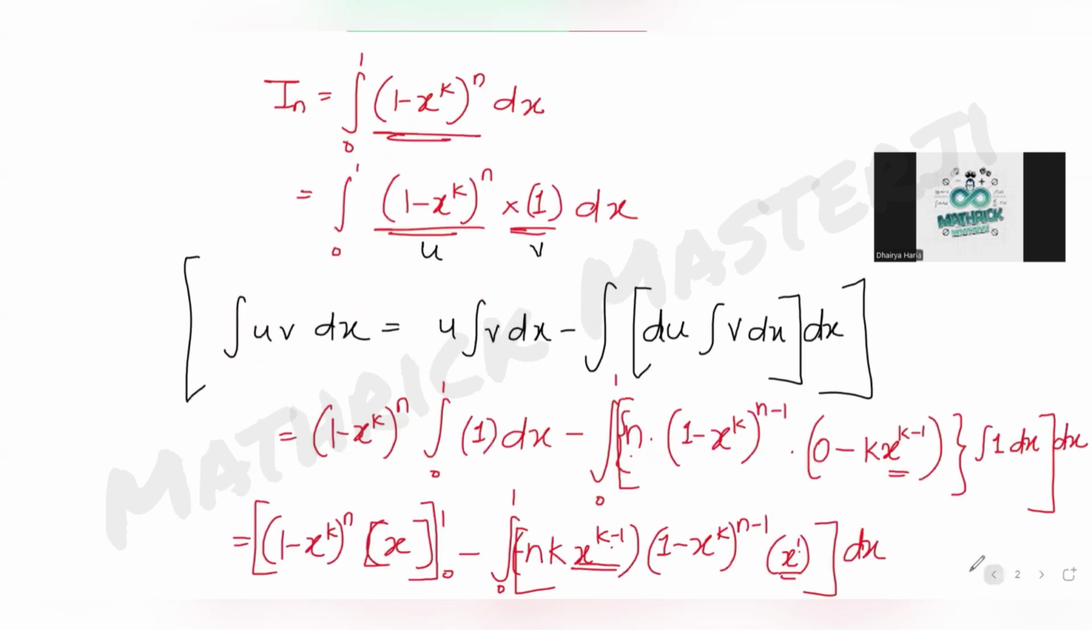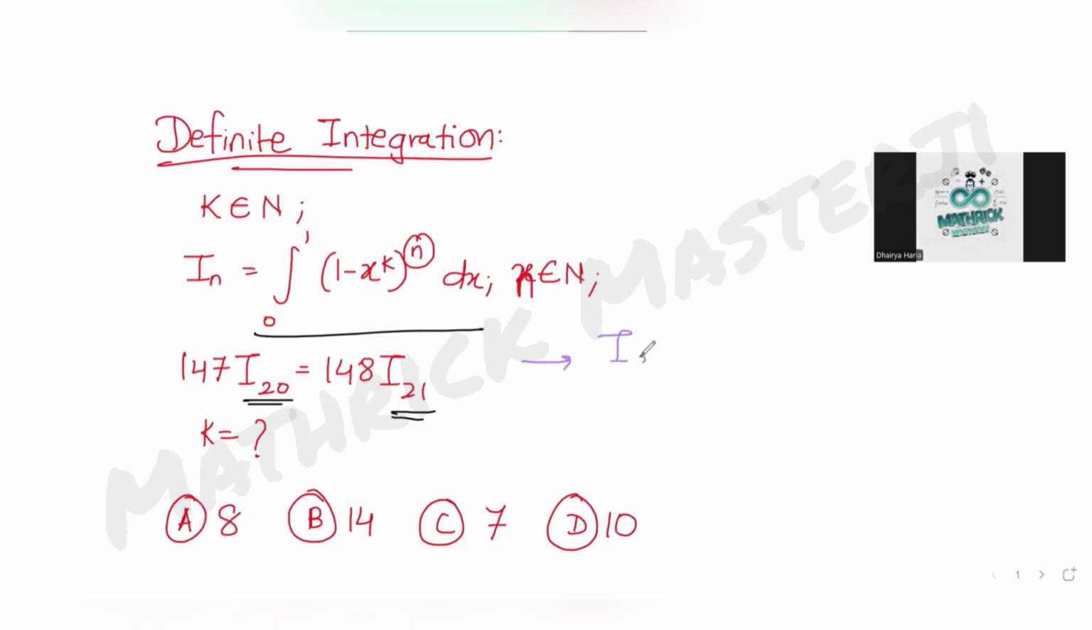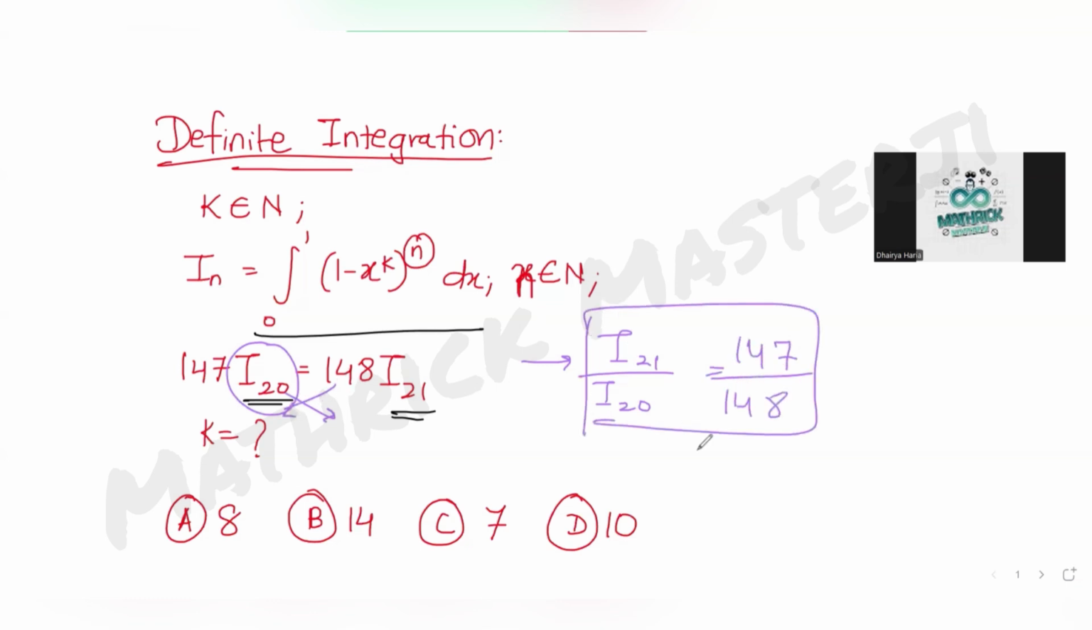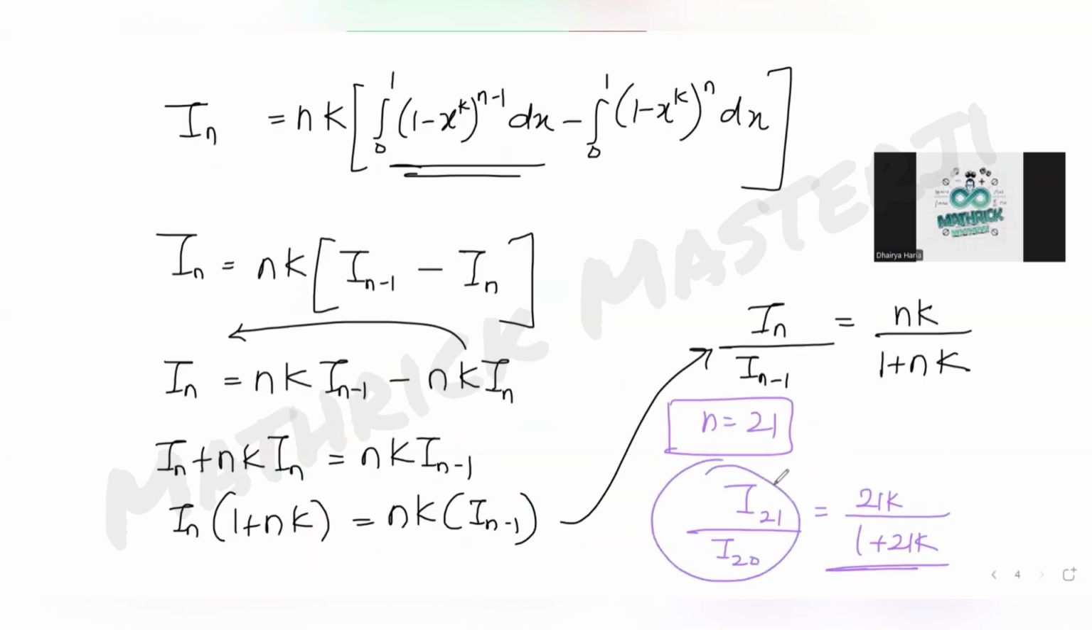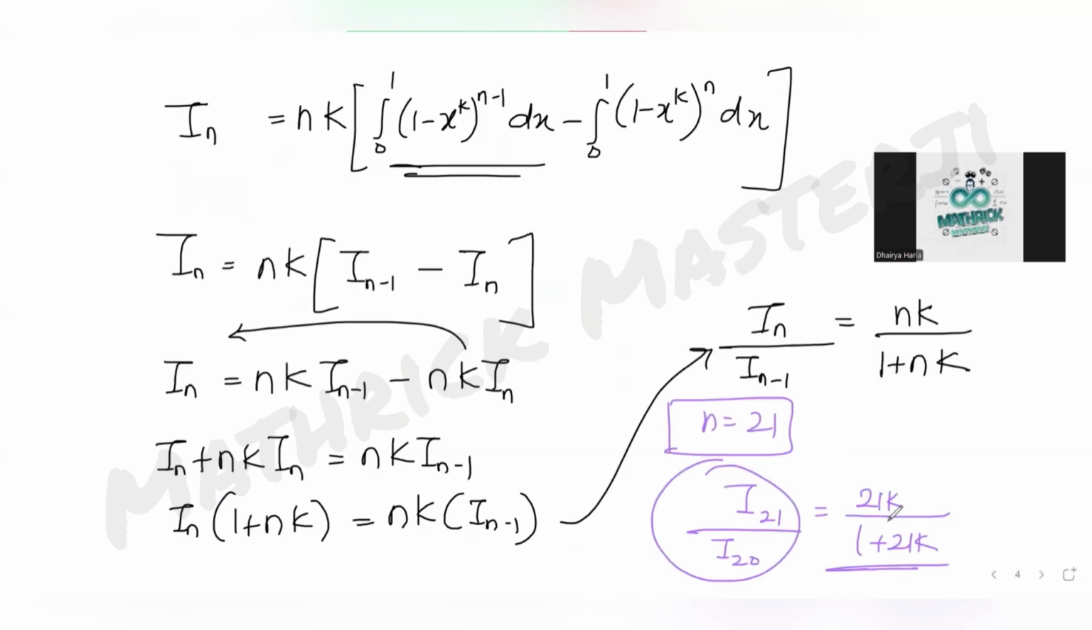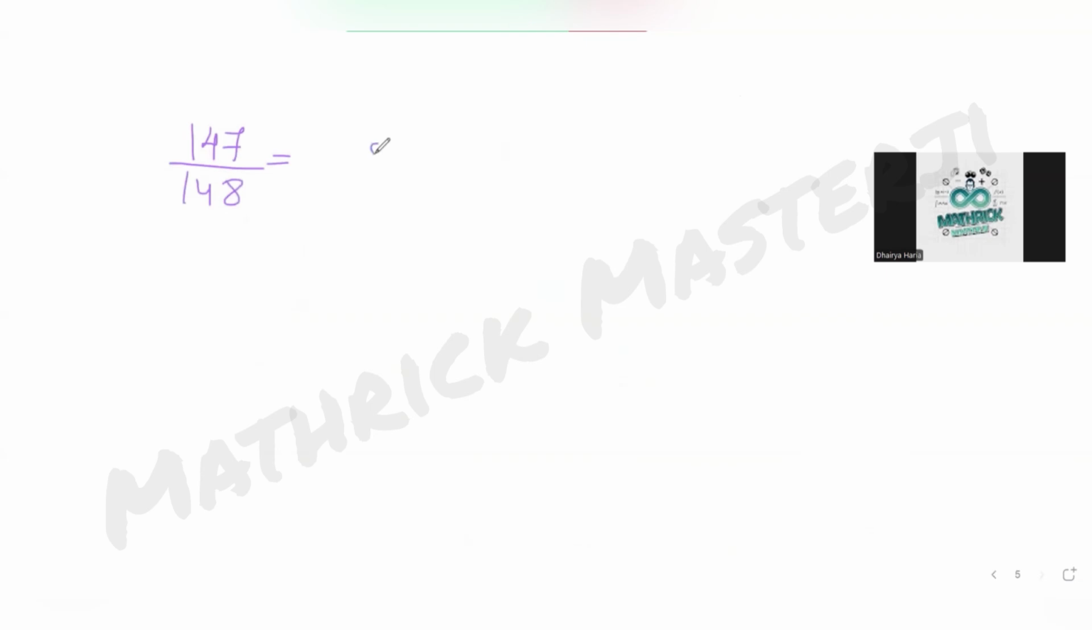And if you see the question, it says to figure out I21 over I20 from here also. I'm just taking this in the denominator, so this goes on the other side and becomes 147 over 148. So I know I21 over I20 is 147 over 148. If I put it here, I get 147 over 148 equals 21k over 1 plus 21k.